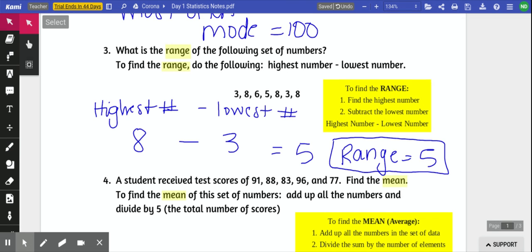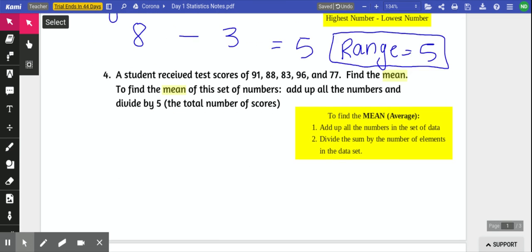Okay. Last but not least is the mean. So number 4 says a student received test scores as follows. Again, I'm not going to read them. Find the mean. Now, another word for the mean is the average. And this is actually how your teachers get your test grades, your averages for the quarter.